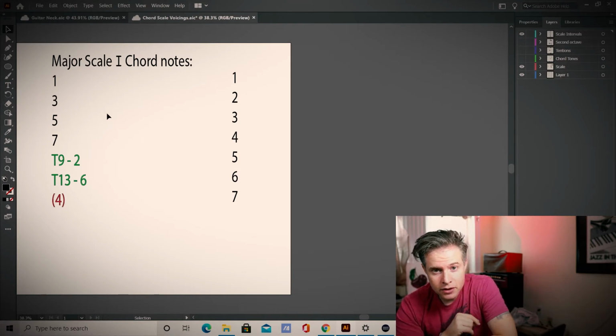Then, if we want to add anything to it, we could add our tension notes. Our tension notes are our tension 9 or our tension 13, meaning these are just added notes to the chord that our ear already understands as the 1 chord, a major chord. The other names for those would be a 2 and a 6. We won't call these a 2 or a 6 because if we were to call it a 2, that would mean the chord would have no 3, and if we were to call it a 6, that would mean the chord would have no 7. The 4, again, would replace the 3, so it's off limits, which is why it's red. You're not going to add that to the chord unless you're taking out the 3.